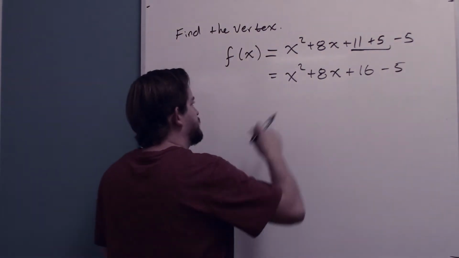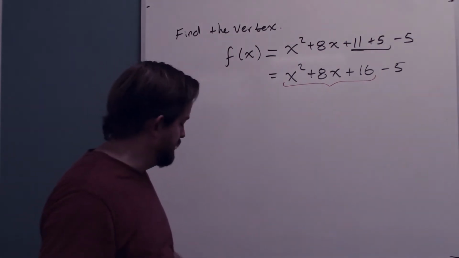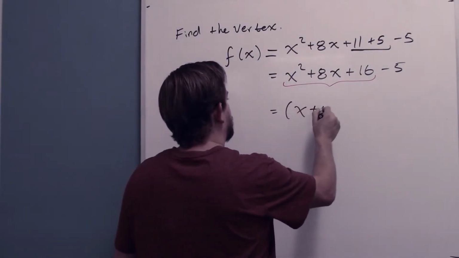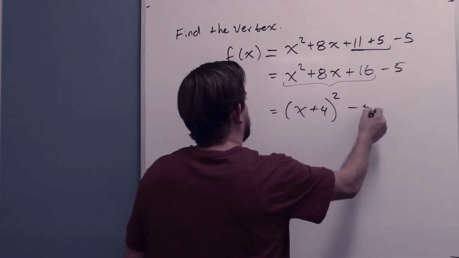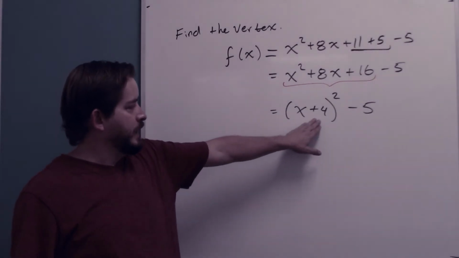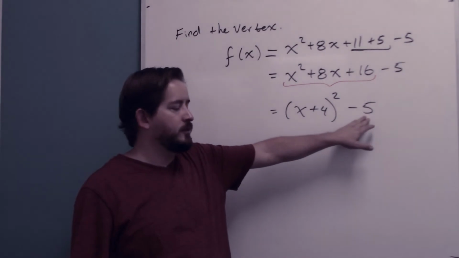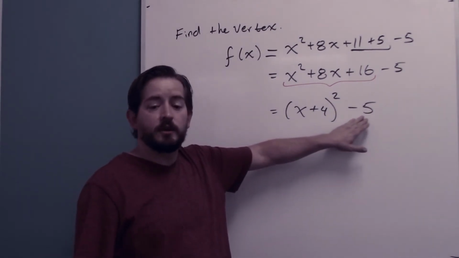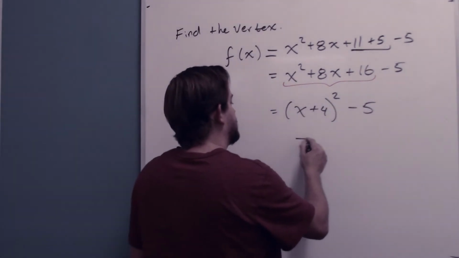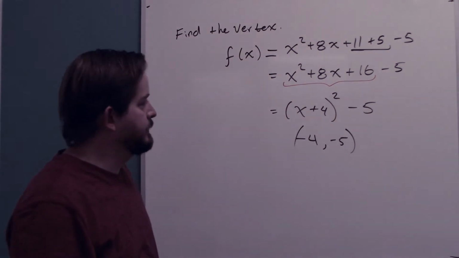These three terms, if I group, are a perfect square trinomial. This is x plus 4 squared minus 5. And I've completed my square. The x value is the opposite of the number in here, so it's negative 4, and then the y value is the same sign as the number out here, negative 5. And so my vertex is negative 4, negative 5, which is what we got in the first one.